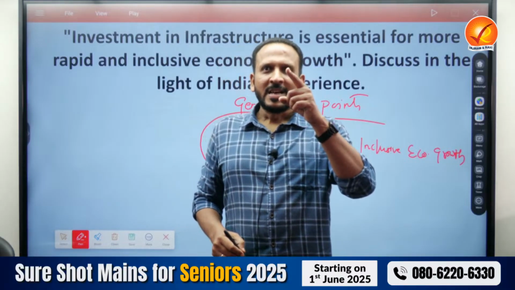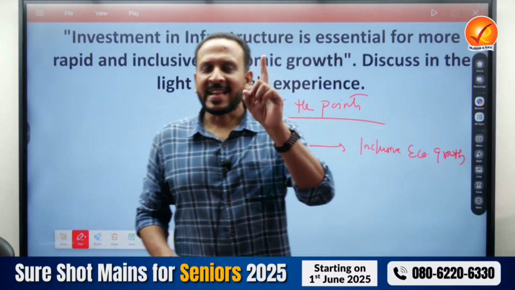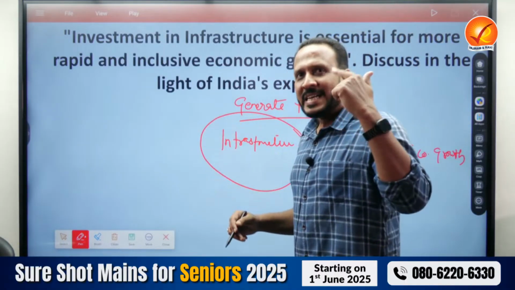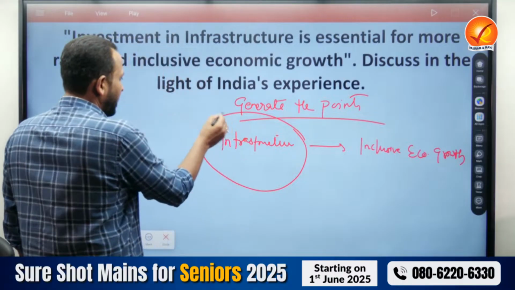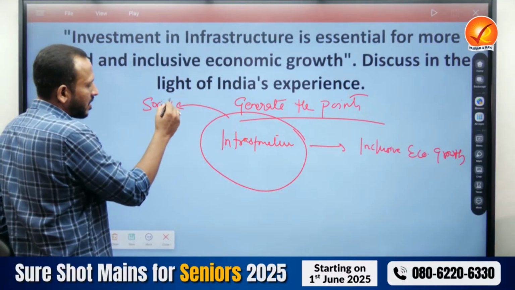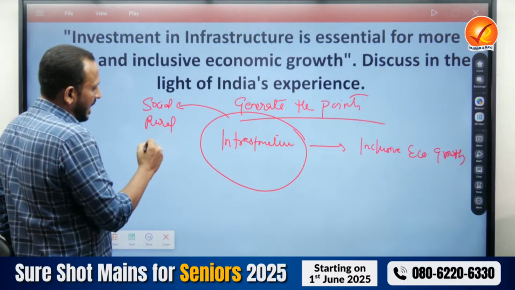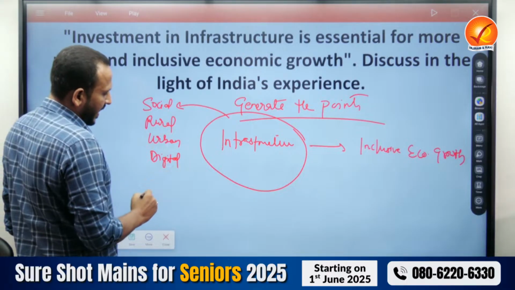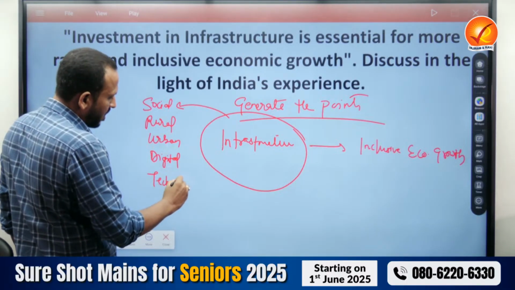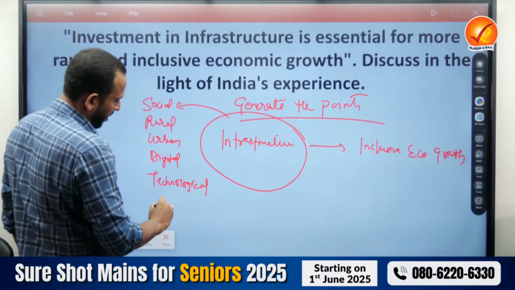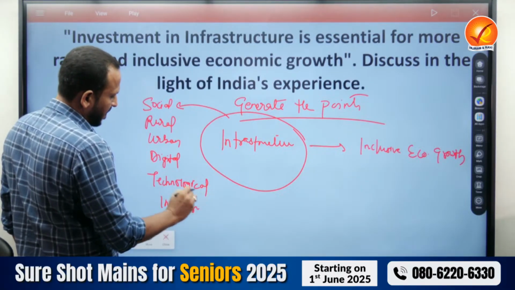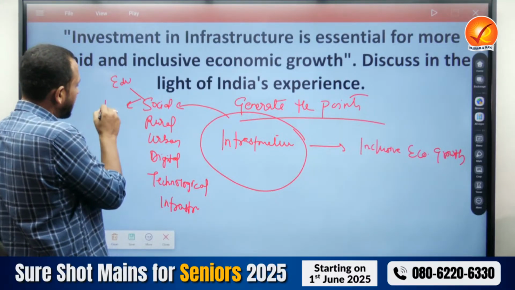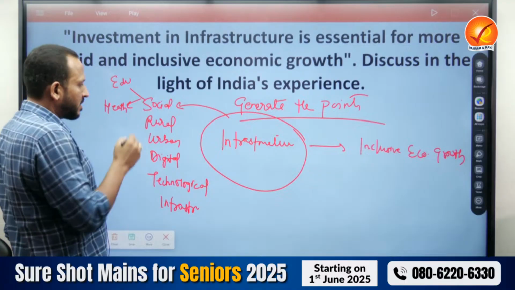Can I divide this infrastructure part? Yes, Subodh. Can I divide this infrastructure part first? Infrastructure can be divided into what all infrastructure? Social infrastructure, rural infrastructure, urban infrastructure, digital infrastructure, right? Technology infrastructure, right? In social, you can also talk about education, health, right? Sanitation.